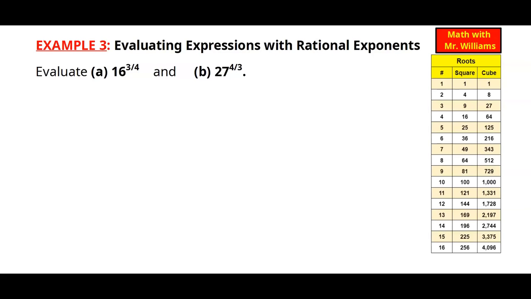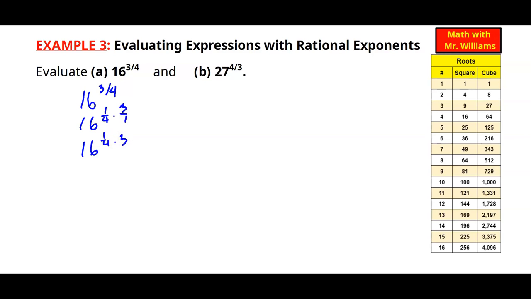Example 3, evaluating expressions with rational exponents. So here we have evaluate A, which is 16 to 3/4, and B, 27 to 4/3. Okay, so here we have 16, and we're going to take that rational exponent and break it up using our power of power property, which basically says if I have the 3/4, what I'm going to change that to is 16 to the 1/4 times 3/1, or in reality it's just 1/4 times 3.